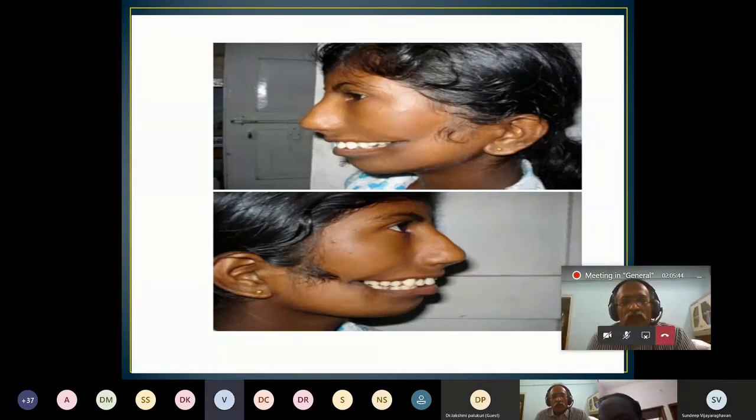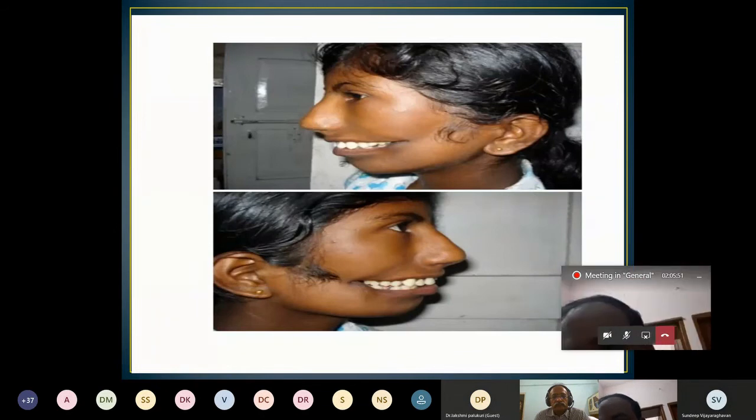Now you want to operate on this patient. How will you go about it? This patient is having two main problems. One is macrostomia, and the other is mandibular hypoplasia.